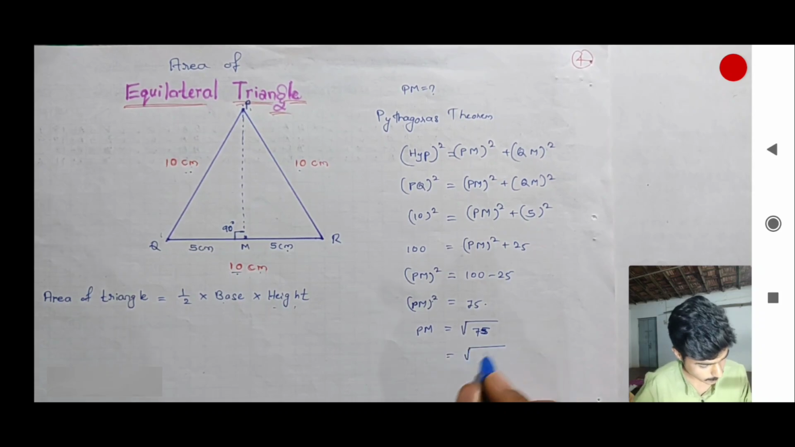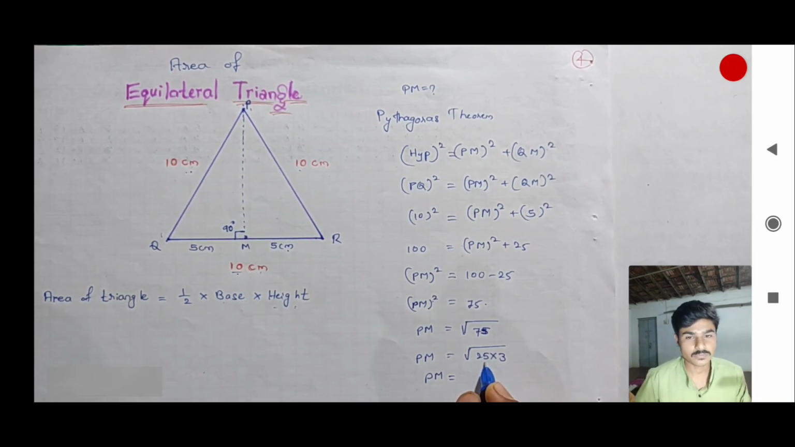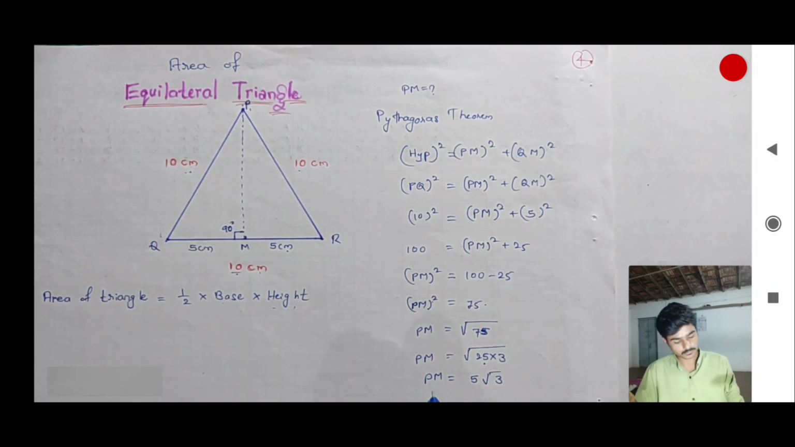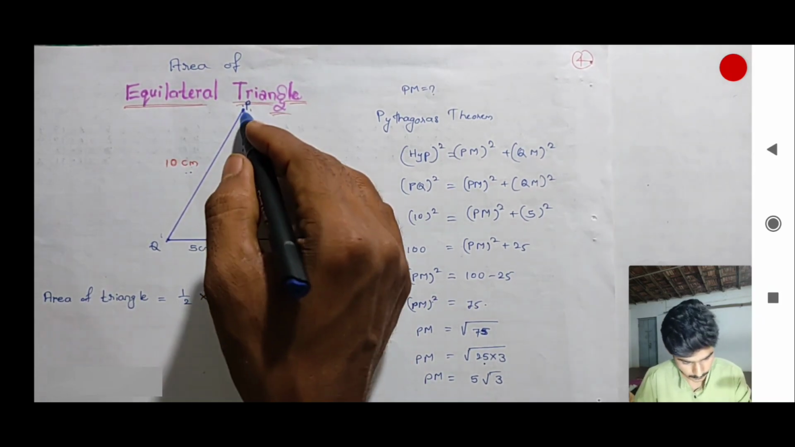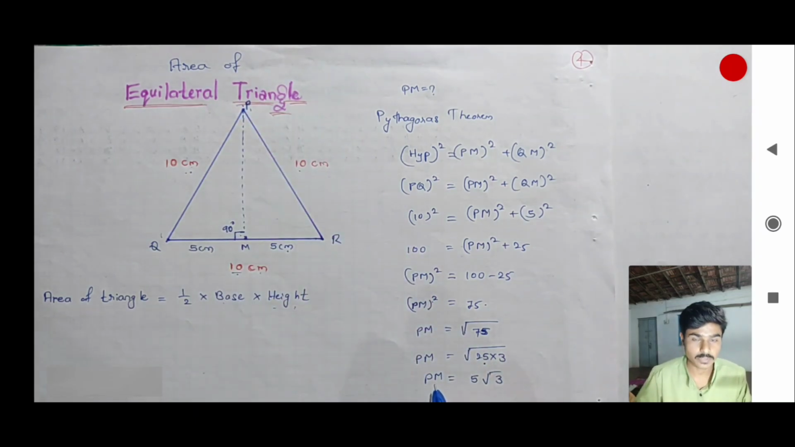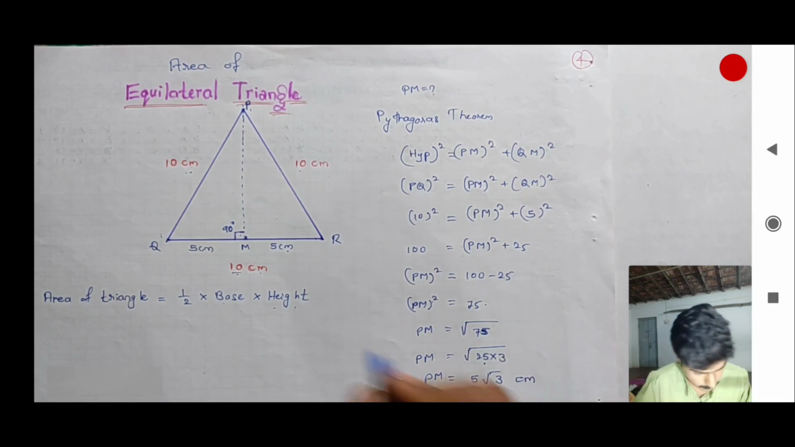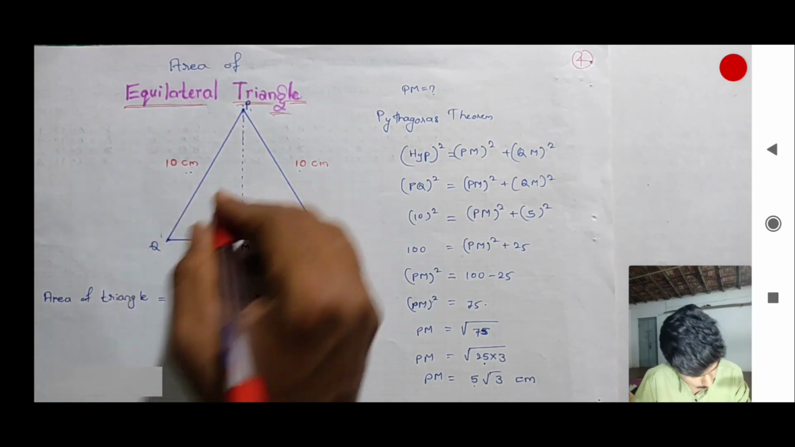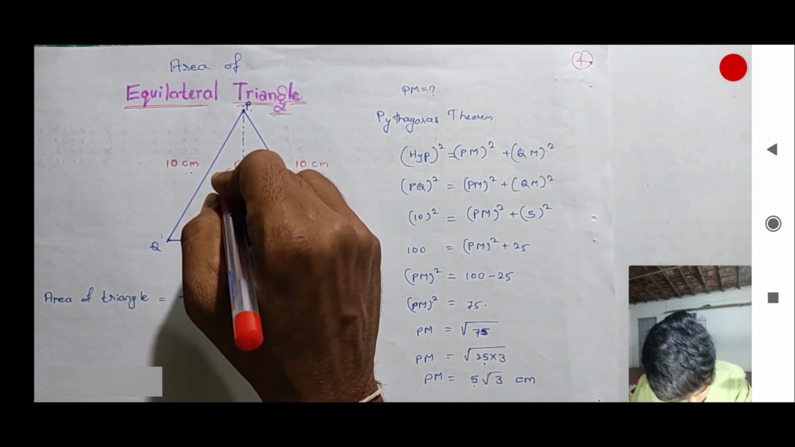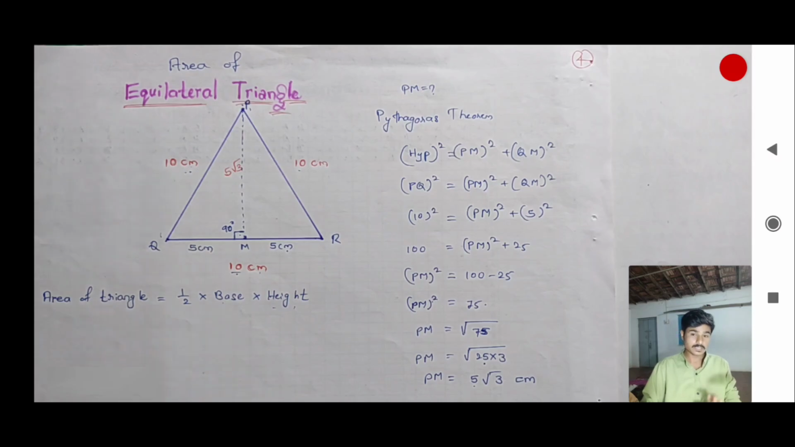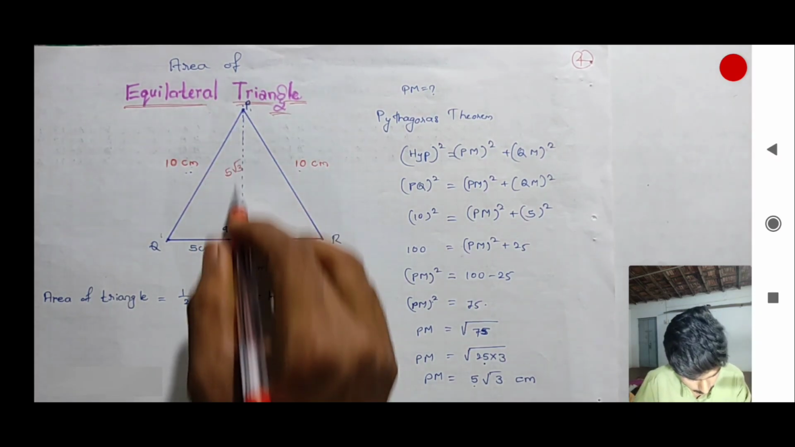We can write this 75 as 25 into 3 also. Okay, so PM equal to square root of 25 into 3. You know 5 5s are 25, so square root of 25 will be 5, and 3 stays inside the root. Means we are able to find out the value of PM. So value of PM came out as 5 root 3, and again unit is centimeter. So we find the value of PM as 5 root 3. Means here we found out the height here.